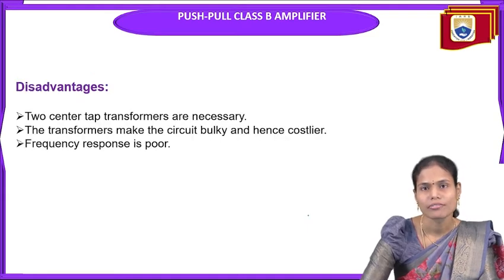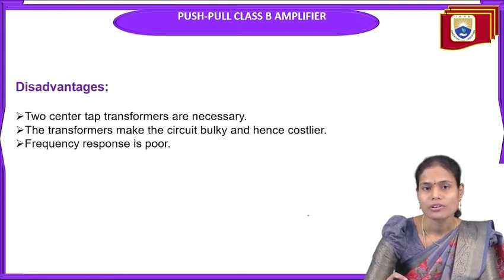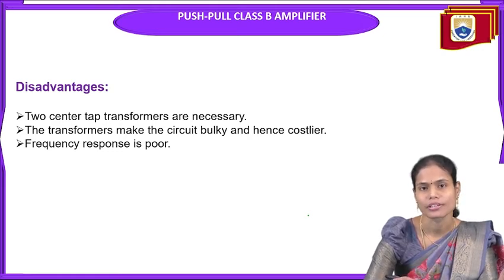And while coming to the disadvantages, center tap transformers are used in order to construct the circuit. These are very bulky and costlier. And frequency response is also very poor for this class B power amplifier. Why? Because we are not utilizing the total applied input signal, only half input signal we are utilizing, so that the power or response is also very less here.